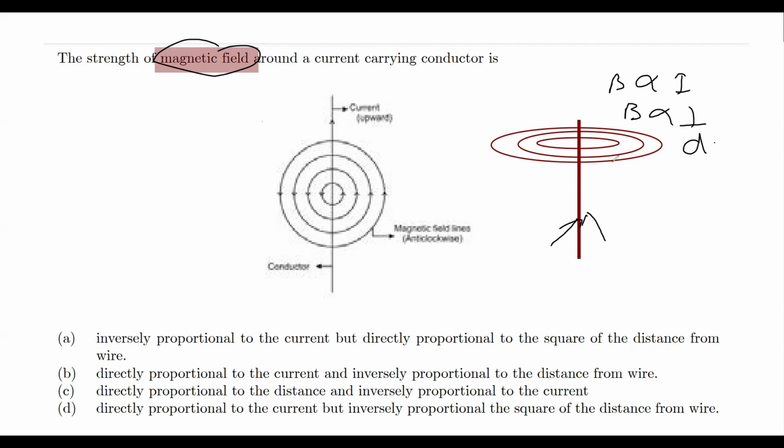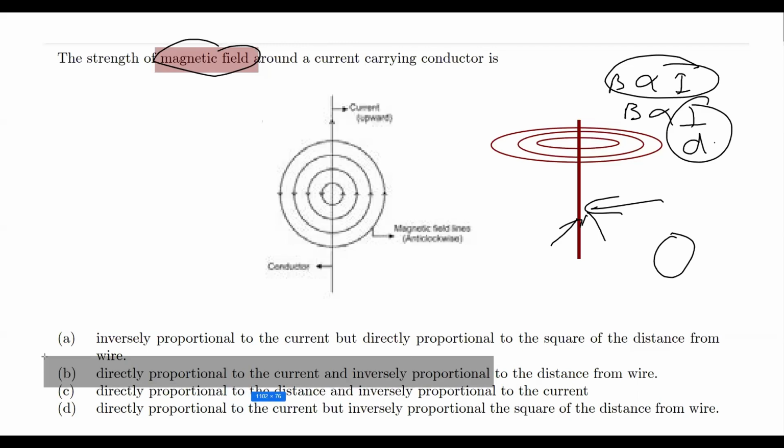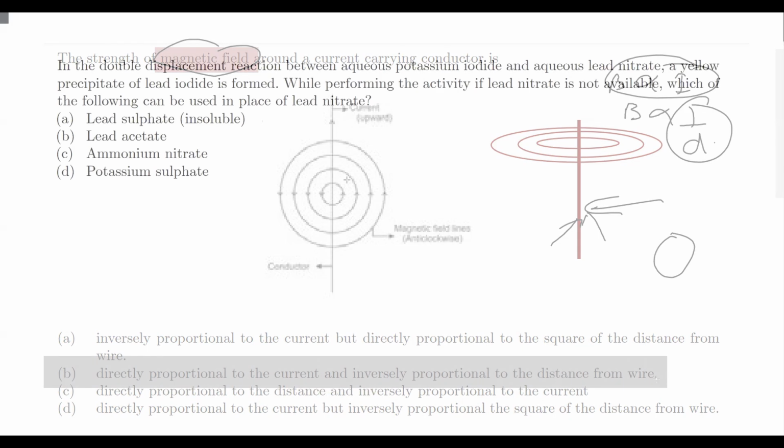But let me tell you, these two characteristics are common whether it's a straight current carrying conductor, or a loop, or a solenoid. These two things are common, that it is directly proportional to the current flowing through it and inversely proportional to the distance. So we can choose the option here. B seems to be correct here. Directly proportional to the current and inversely proportional to the distance.